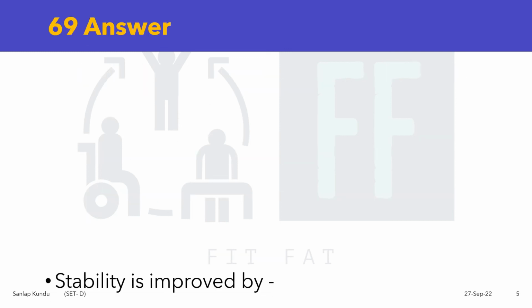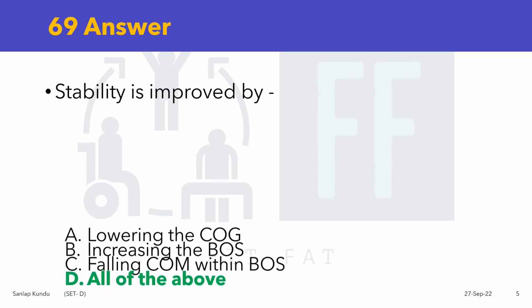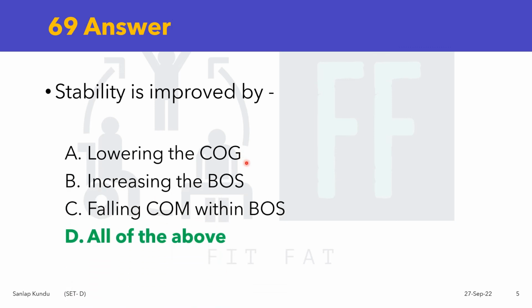So to answer the question, stability is improved by all of the above. That is, lowering the center of gravity, increasing the base of support, and most importantly, falling of the center of mass within the base of support.